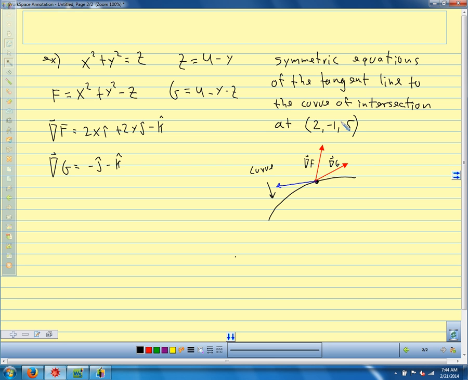The cross product. If we take the cross product of the two normal vectors, they're each orthogonal to the tangent vector. So we need a vector that is orthogonal to each of these two vectors. Well, the vector that's orthogonal to two vectors is the cross product. So the cross product is going to give us our direction vector.